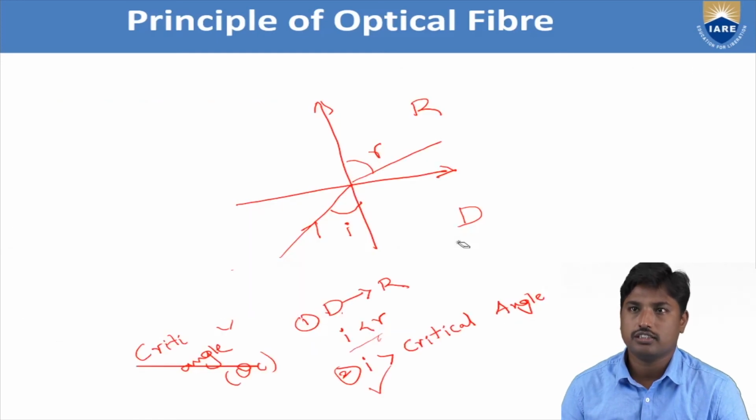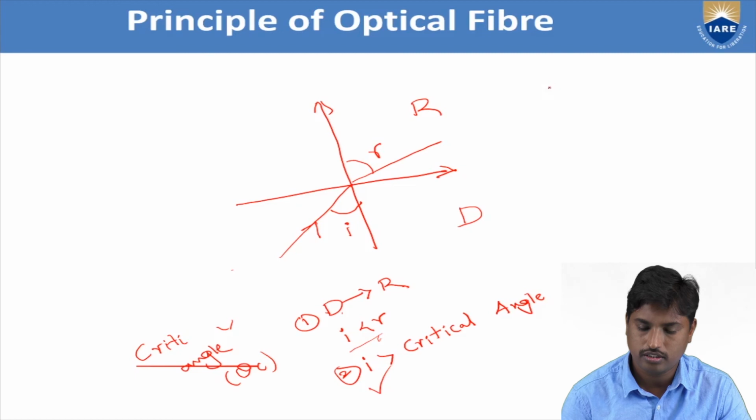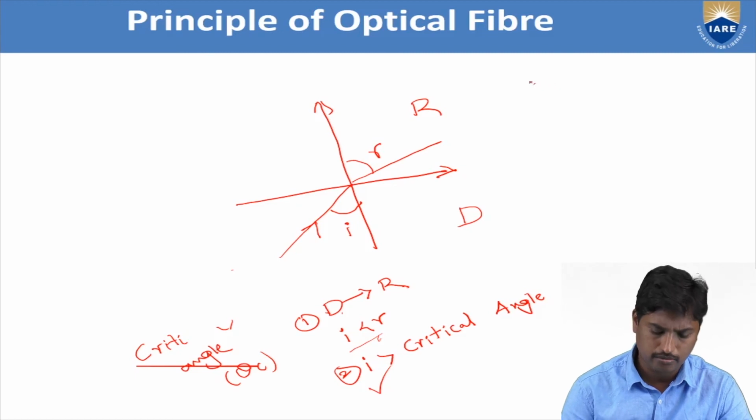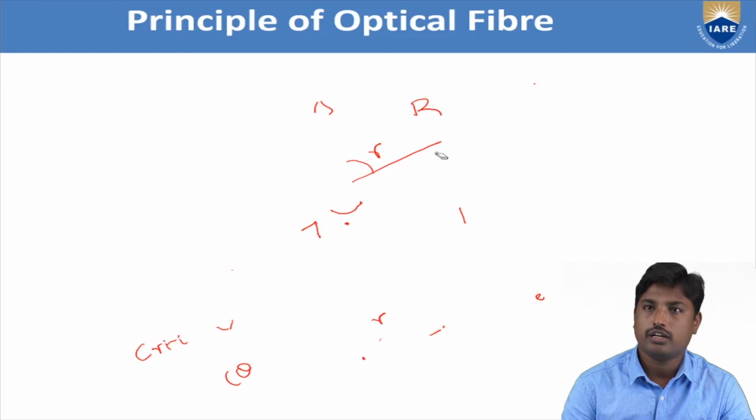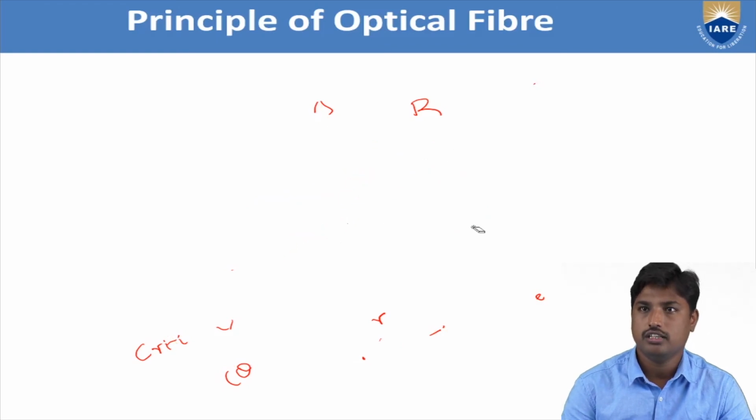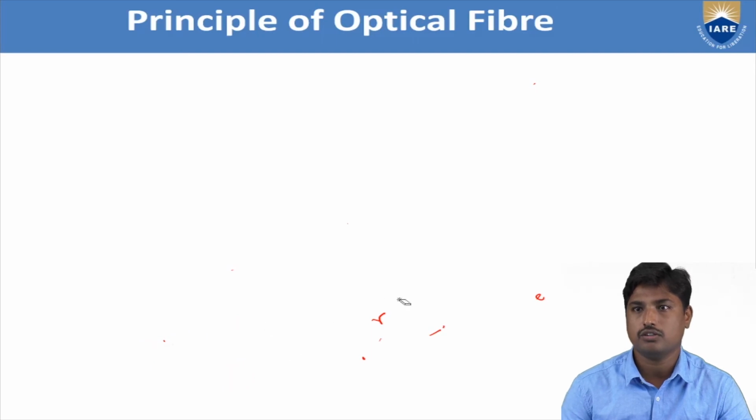For your reference, take the three diagrams. We already referred to the three diagrams, no need to worry. Remember the two conditions to get total internal reflection. What are the two conditions? The light ray should travel from an optically denser to an optically rarer medium. And the second condition: the angle of incidence should be greater than the critical angle.